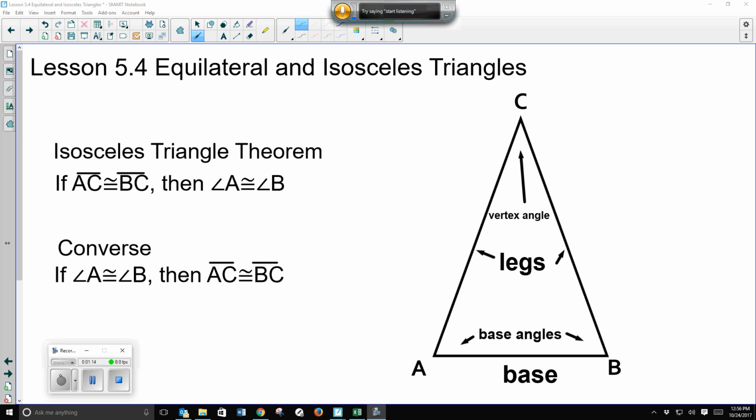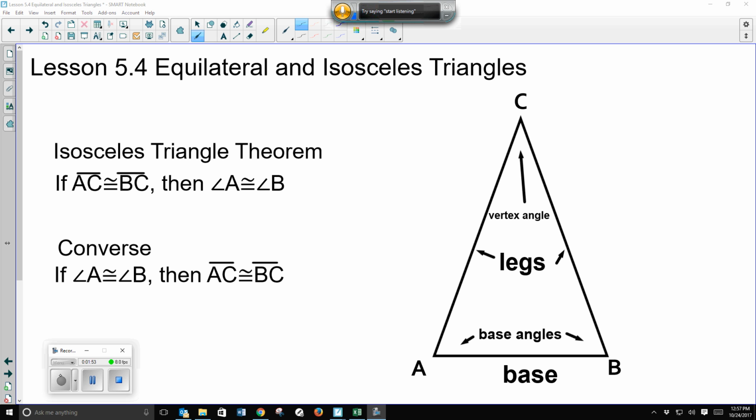So what this isosceles triangle theorem is saying is, if two sides of a triangle are congruent, then the two base angles across from them are congruent. So if these two sides are congruent, then the angles across from those two sides are congruent to each other. Because there's a relationship with the side of a triangle and the angle across from it. The converse is also true. If these two base angles are congruent to each other, then the sides across from the angles are congruent.